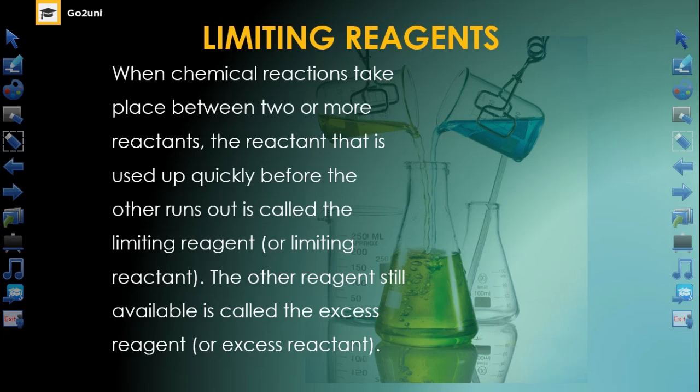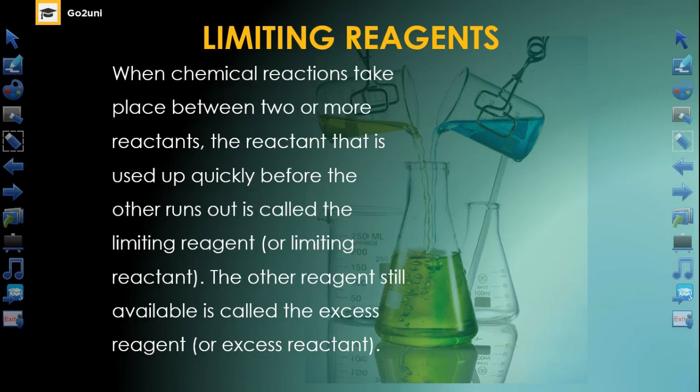So, whenever two or more substances or reactants go into reaction, there most likely will be a reactant that is used up quickly as compared to the other reactant. So we simply say that the reactant that is used up quickly is called the limiting reagent or reactant, while the reactant that is still available for reaction is called the excess reagent. And this is what we mean by limiting reagents.